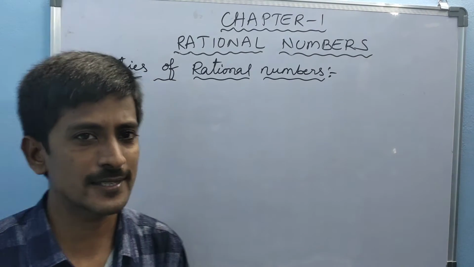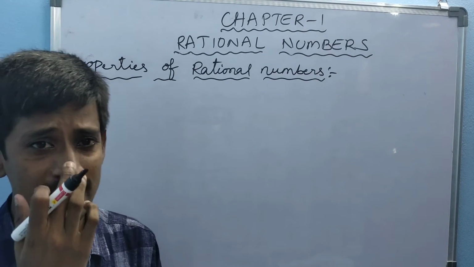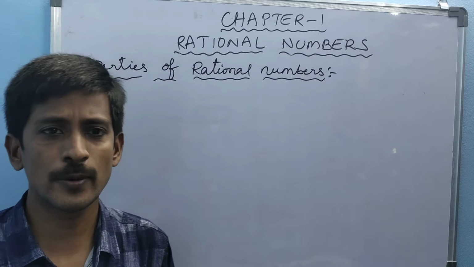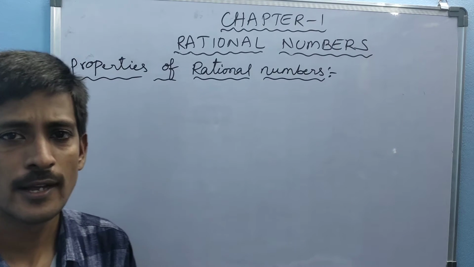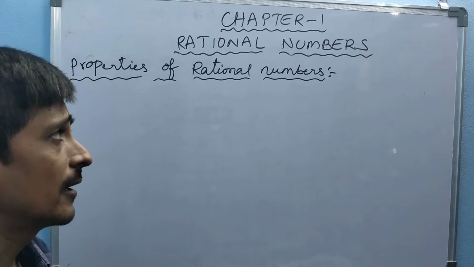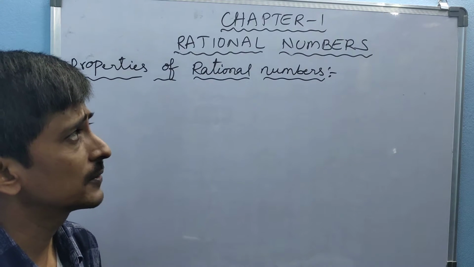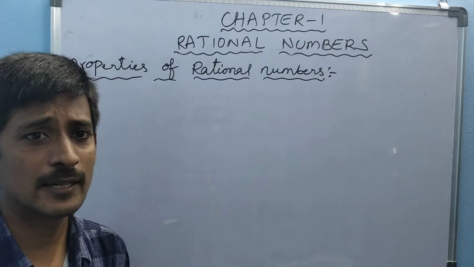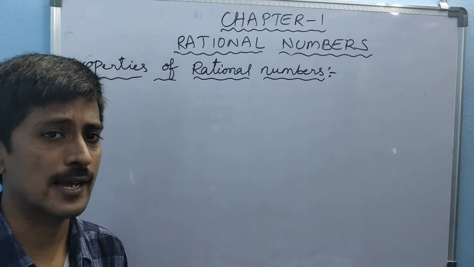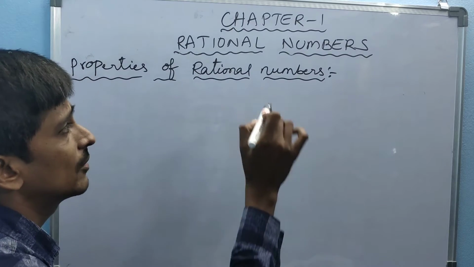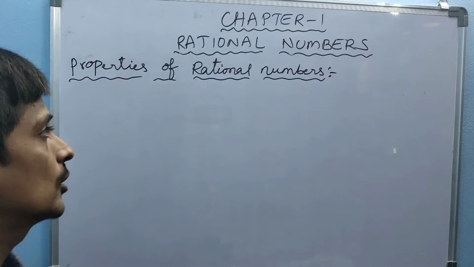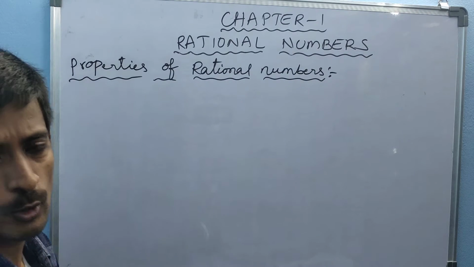Already in the previous classes, in the 6th and 7th classes, you learnt what is the closure property, the associative property, the commutative property, identity and inverse. Before that, in the 6th and 7th classes, you learnt about natural numbers, whole numbers, integers and so on. Today, in this class, what are the properties of rational numbers? The first property is the closure property.